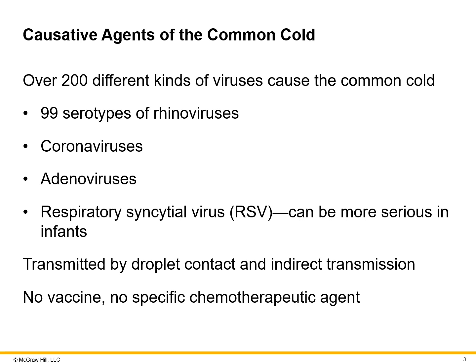So the causative agents: over 200 different kinds of viruses can cause the common cold. 99 of them are rhinoviruses, coronavirus, adenovirus. We'll talk more about RSV later, the respiratory syncytial virus. And this is transmitted by droplets or indirect transmission, so picking it up from a doorknob or something where those droplets have been passed on. There are no vaccines for it, mainly because there are so many viruses that cause it, and no specific target or drug that can be used to treat it.